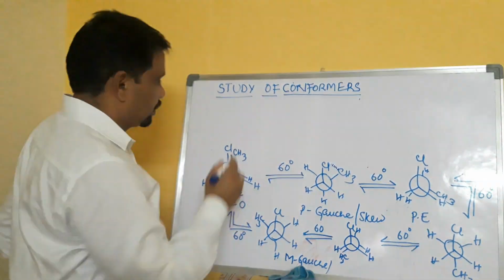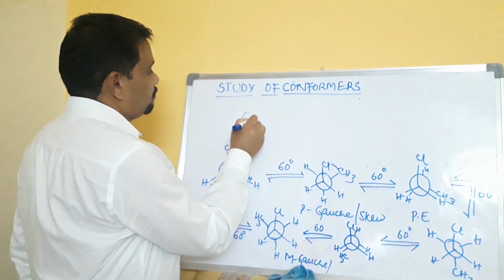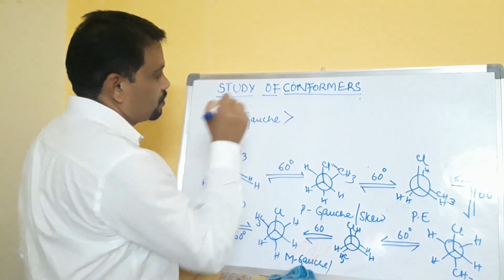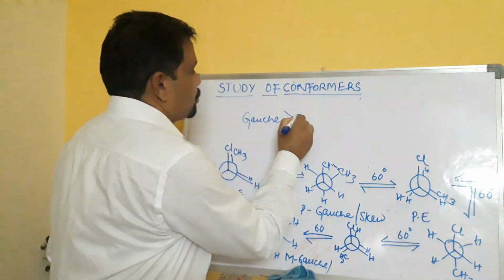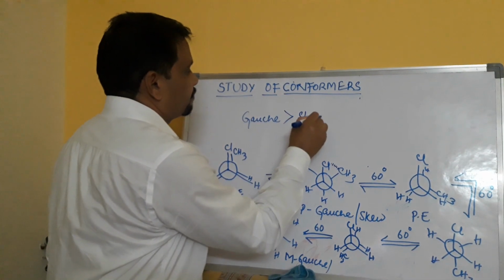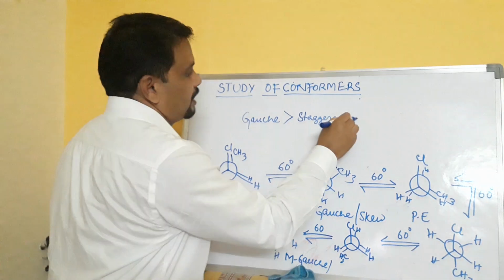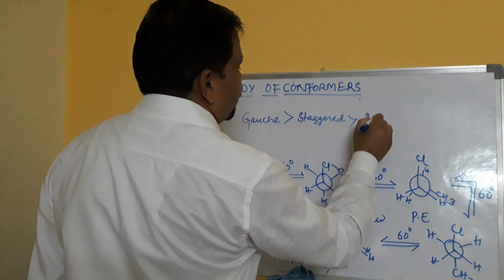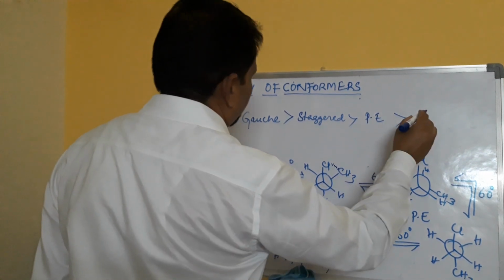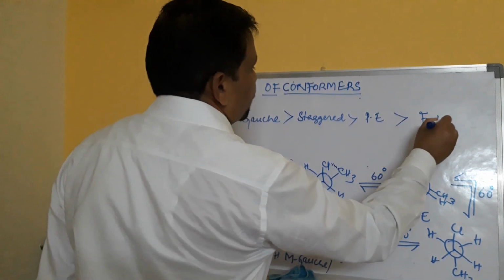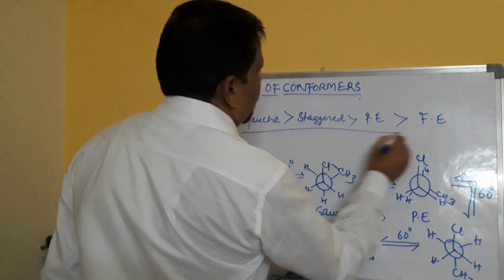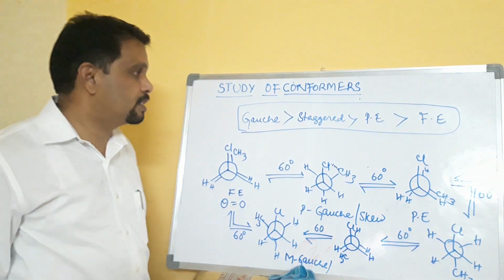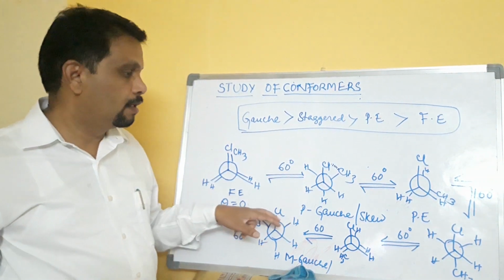So the Gaussian conformer, it might be P or M Gaussian, is more stable than the staggered conformer, which is more stable than the partially eclipsed conformer, which is more stable than the fully eclipsed conformer. So this is the order of stability in this example.